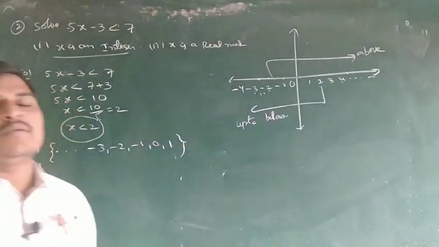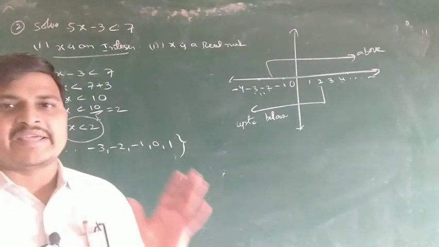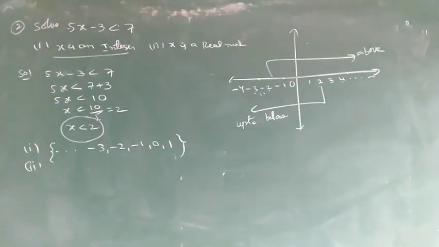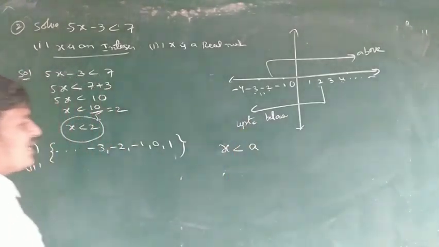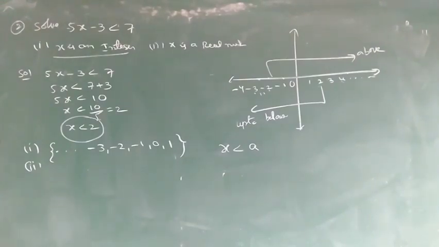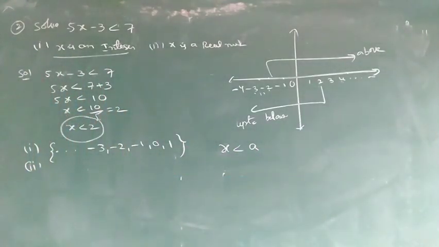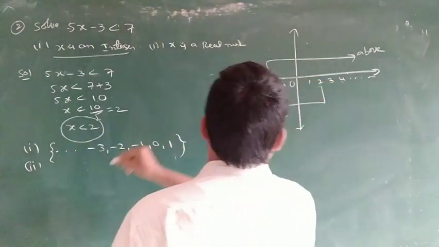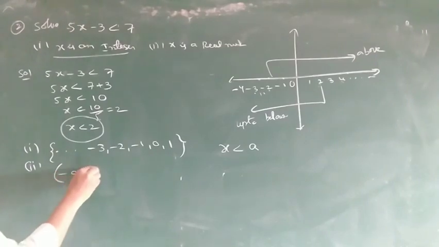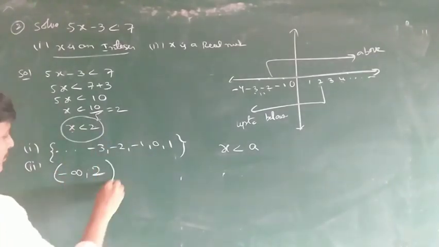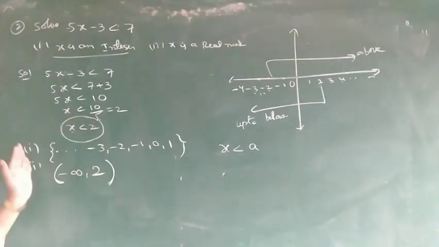What is the second bit? Real numbers. For real numbers, we have to use open and closed interval brackets. X less than 2, already discussed. X less than a means below a. Below 2 means minus infinity to 2. Less than means an open interval. Minus infinity and plus infinity are always open intervals.